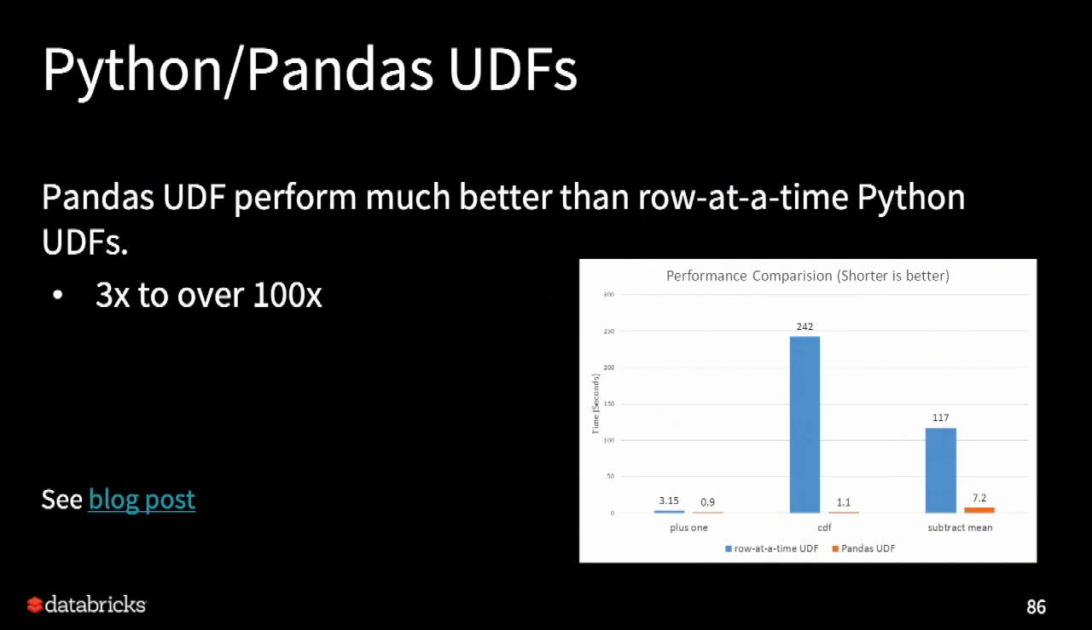Now, because of the reduced serialization overhead, and also because of columnar processing on the Python side, Pandas UDFs can be much faster than the old Python UDF. So wherever you can, if the semantic fits, try using the new Pandas UDF for better performance. Typically, you can expect a performance gain of like 3x over the old UDF implementation. In some exotic cases, it can be as fast as 100x or more.